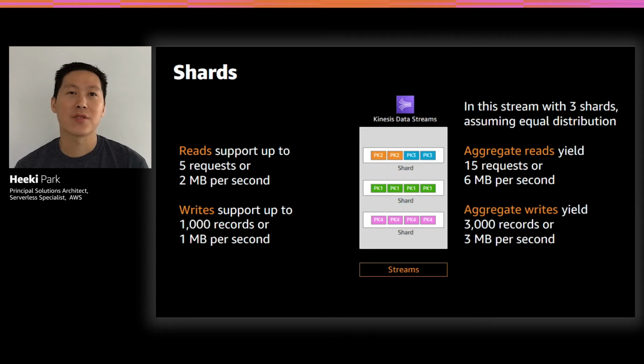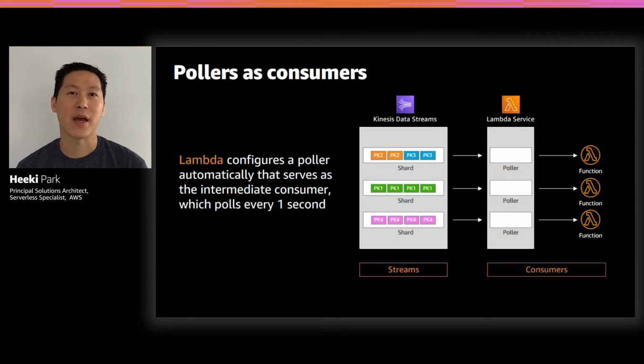The Lambda service will configure a poller on your behalf, which will serve as the intermediate consumer for each of the shards. By default, that poller will make a get records call every 1 second. It will then take that batch of records and invoke the configured Lambda function on your behalf. The event payload of the Lambda function will then contain the batch of records that will need to be processed.